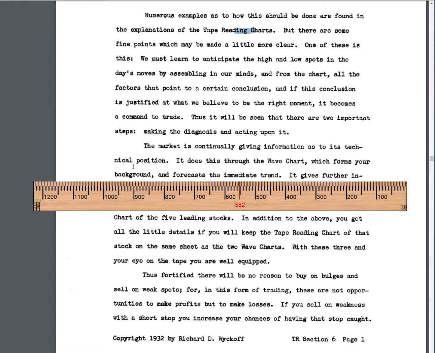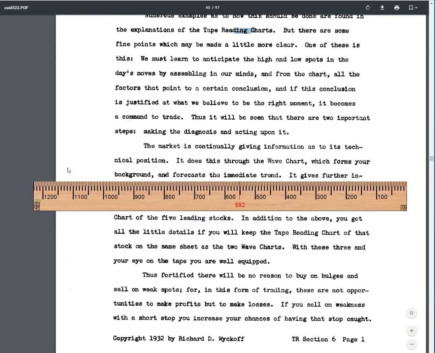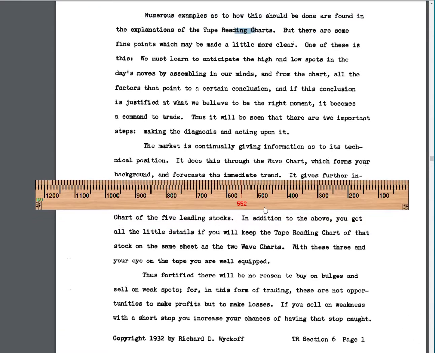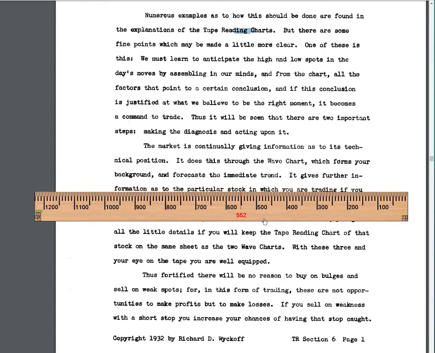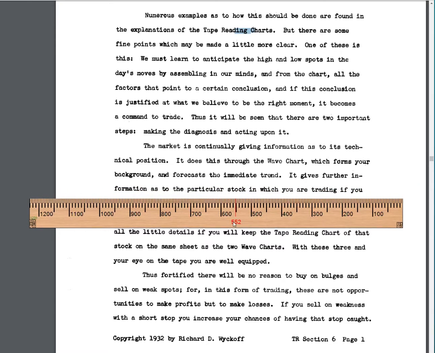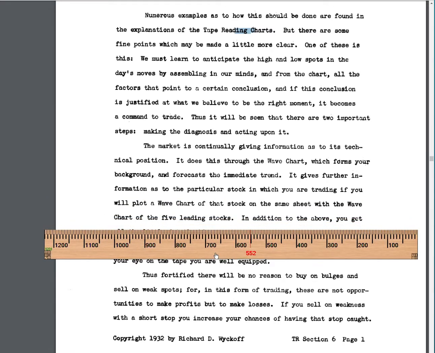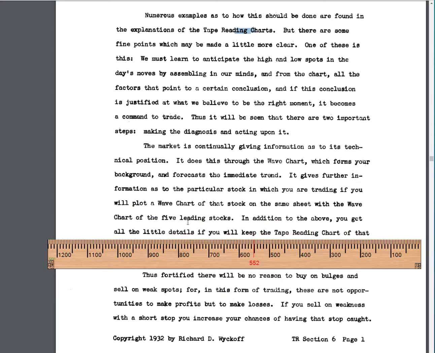So in my opinion, you cannot keep all that data on your monitor, so it's better to just use, if you're using 5 minute, an hourly wave chart and look at the immediate trend in the context of that hourly. So there should be two wave charts. It gives further information as to the particular stocks in which you are trading, if you plot the wave chart with the wave chart of the market.